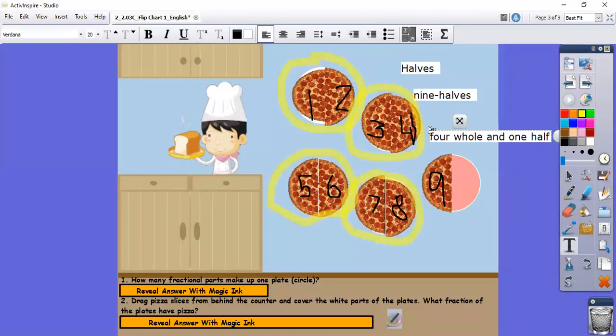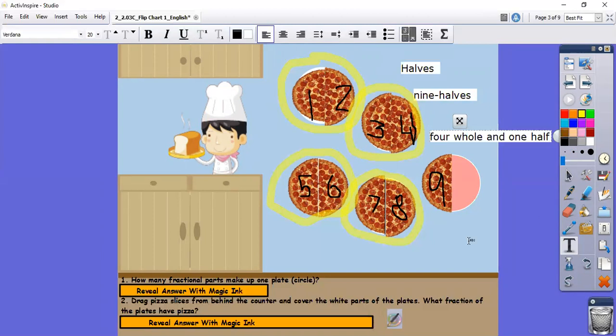Notice how when I have only 1 half, the word changes from halves, which is the plural, meaning more than 1 half, to just half. I only have 1, so it is singular. So now I have 4 whole and 1 half. I want you to remember, both of these answers are correct. I have 9 halves, and I also have 4 whole and 1 half. They are both right answers. It just depends on how I want to show my work.